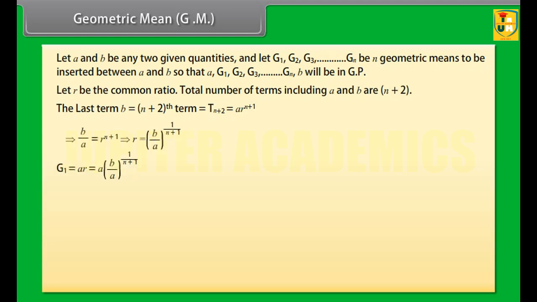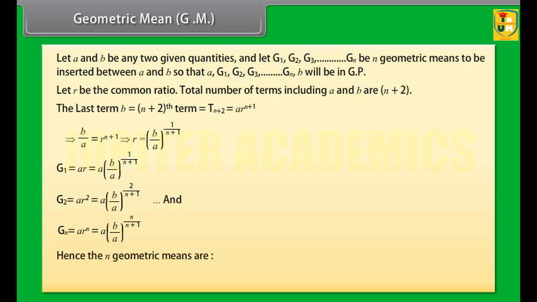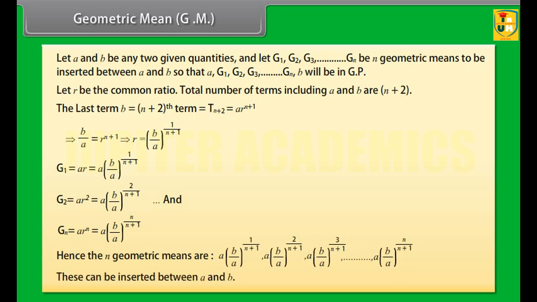g1 is equal to a into r is equal to a into (b by a) raised to power 1 by (n plus 1). g2 is equal to a into r square is equal to a into (b by a) raised to power 2 by (n plus 1). So on. And gn is equal to a into r raised to the power n is equal to a into (b by a) raised to power n by (n plus 1). Hence, the n geometric means are these, which can be inserted between a and b.